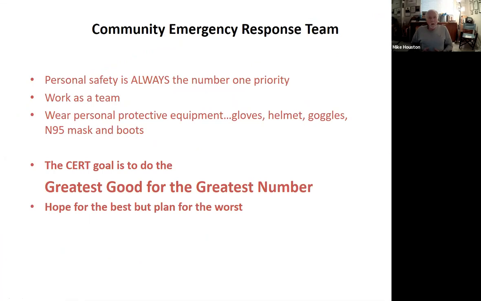Okay, you've all seen this before on, I think, just about every slide we have. Our personal safety is always the number one priority. If something happens to us, well, then we can't help the people that we've been trained to help. We always have to work as a team of two, right? And naturally, everybody's got their personal protective equipment, especially the N95 mask, which everybody knows what an N95 mask is now after the last year. And we have to keep in mind that whatever we do, we have to do what's the greatest good for the greatest number of people.